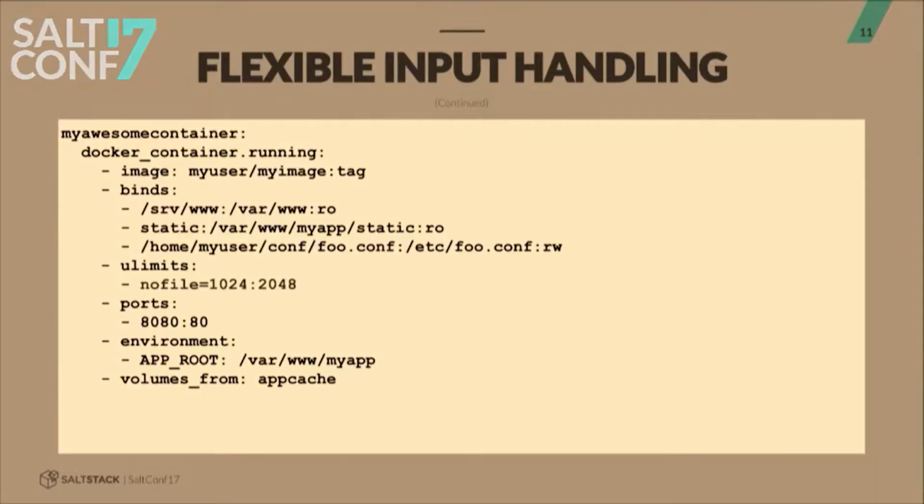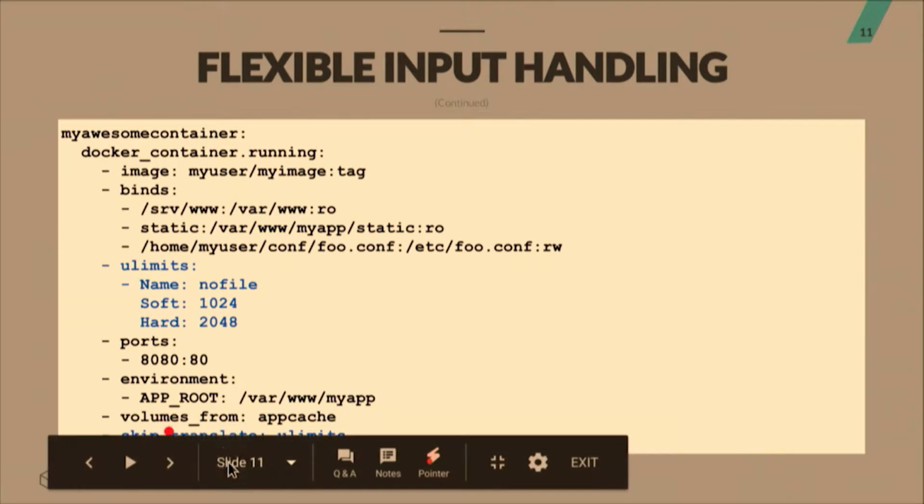I've worked up a little example of how you might put this into practice. Take, for instance, and we're going back to our example from earlier, just imagine that the ulimits were not being translated properly, and it was causing your state to fail. The way you could work around that would be by adding this skip_translate.